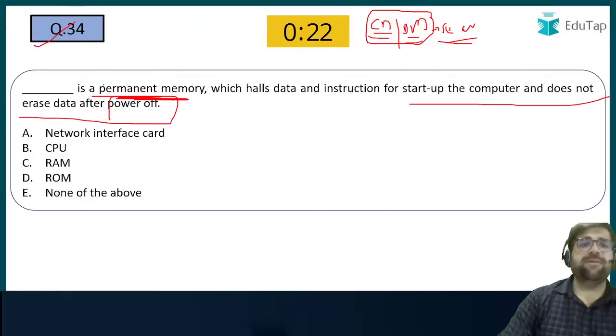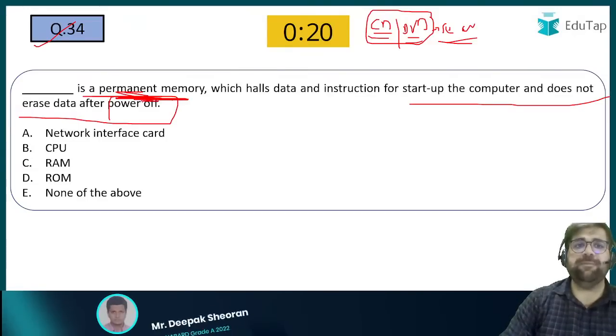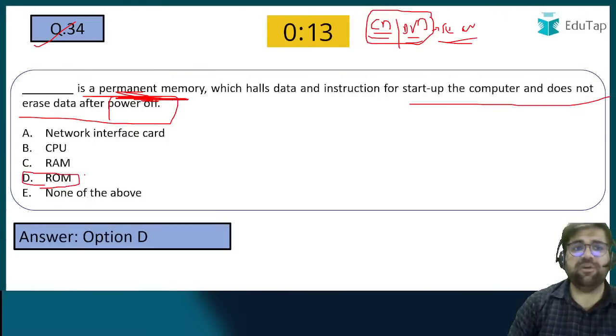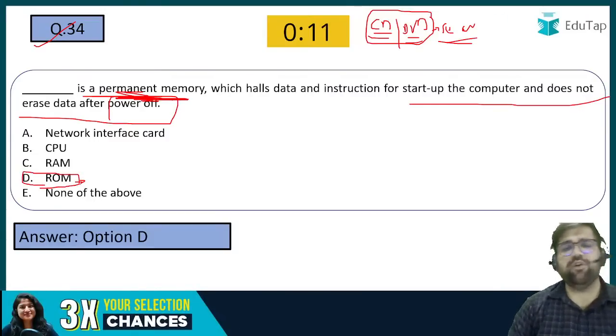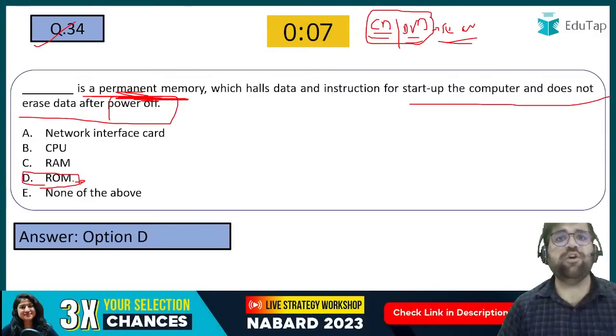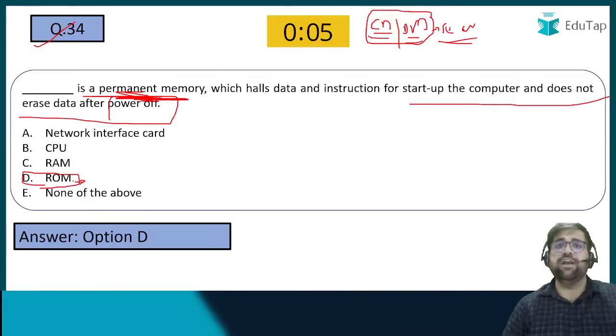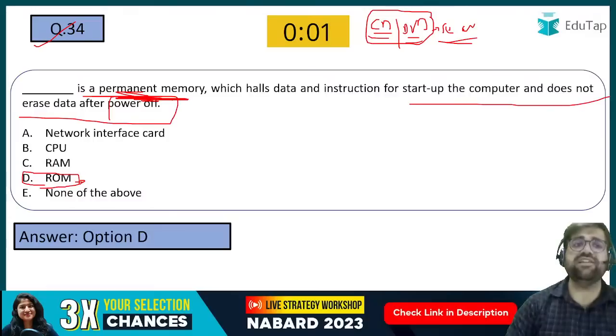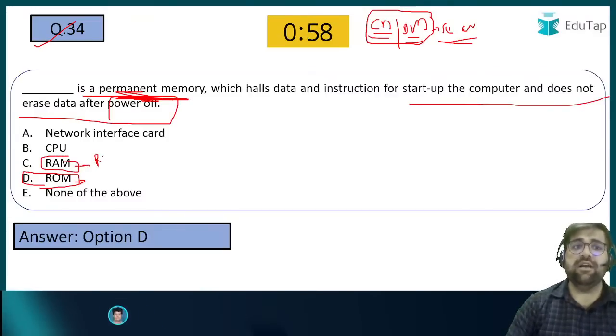Chalo. Question number 34. Dash is a permanent memory. Permanent memory is always your ROM, that is read-only memory. Now tell me, read-only memory, chalo, this is a very easy question. I know you will be able to answer it. Under read-only memory, you cannot make any changes because it is only read-only. You cannot do writing over it. But what is the counterpart of ROM? It is your RAM, that is your random access memory. Here you can do read plus write.